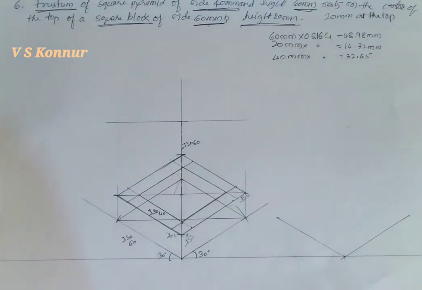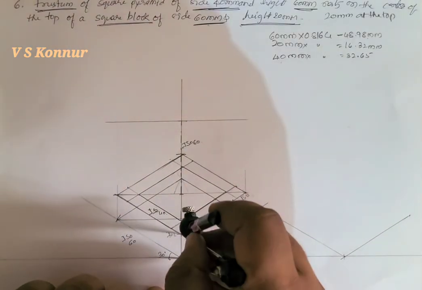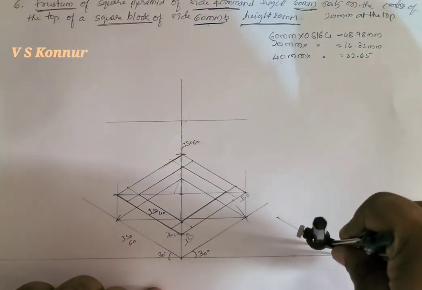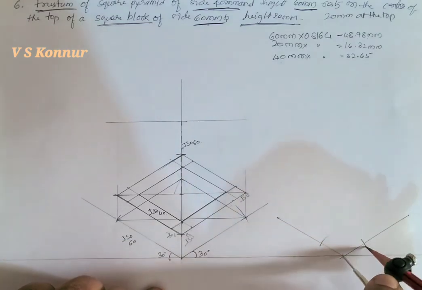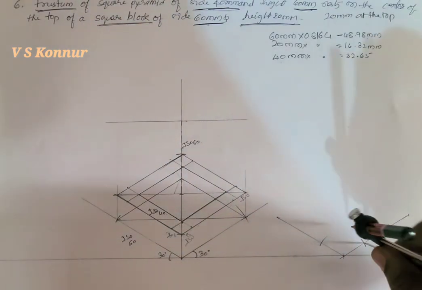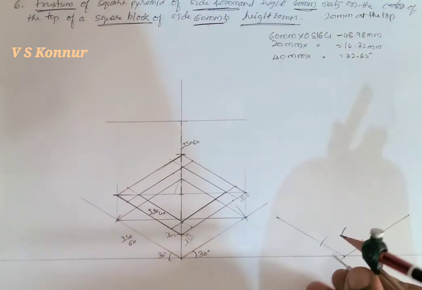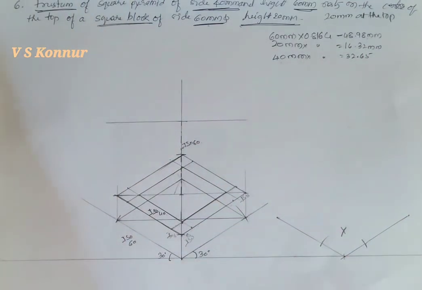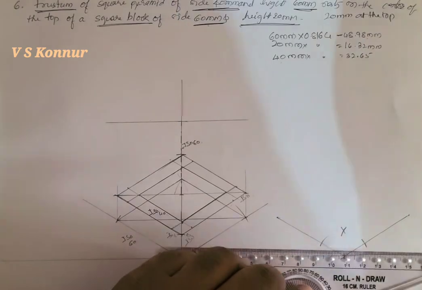Now we'll take the 16.32 height, that is nothing but this height. I will take this arc and cut on either side. We will make a small box here. So we'll join the centers.